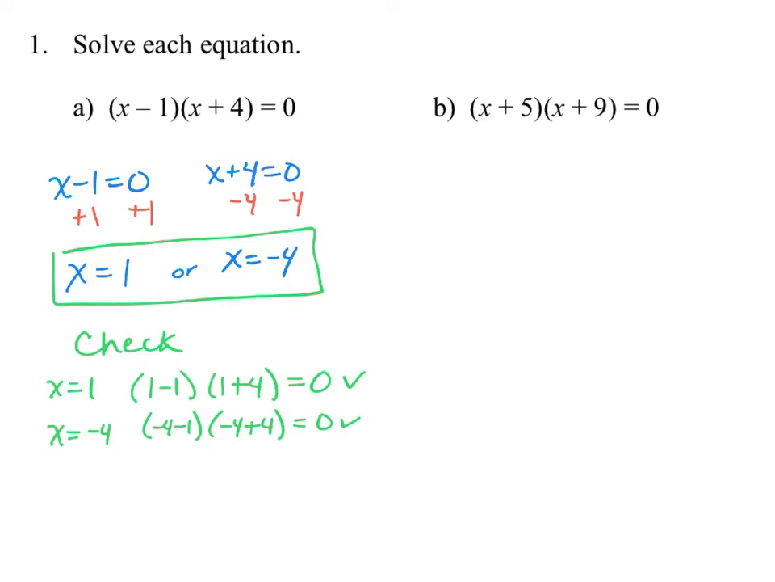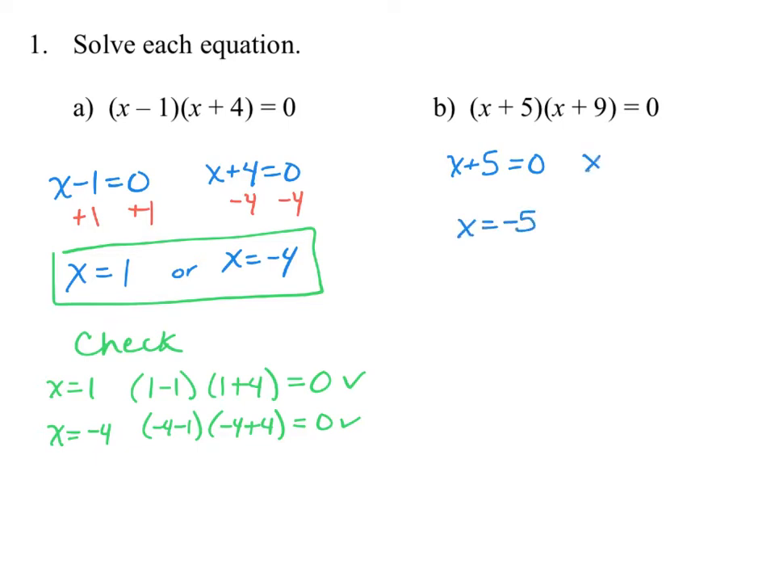In example B, one factor is x plus 5, the other factor is x plus 9, both multiplied together to equal 0. Using the zero factor property, we set each factor equal to 0. We're going to set x plus 5 equal to 0, and by subtracting 5 from both sides, we get x is equal to negative 5.